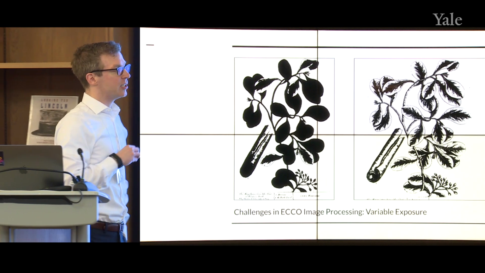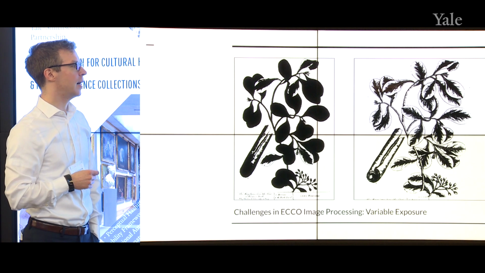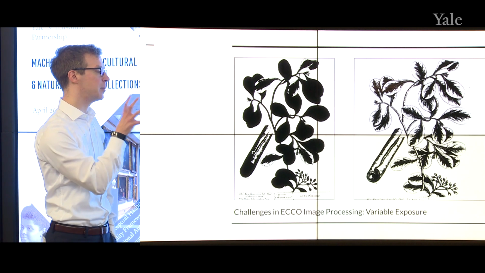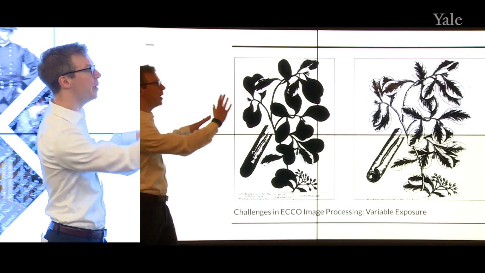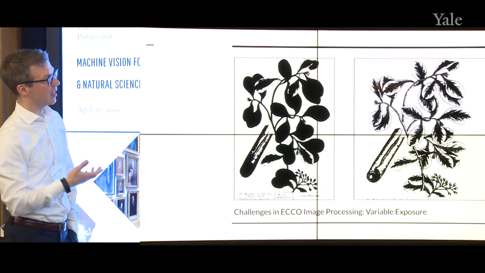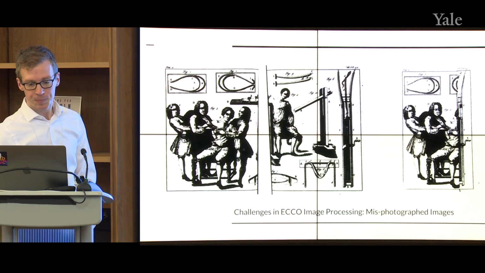Okay. In this sort of processing pipeline, there are a number of challenges posed, one of which is the variance within exposure rates. So these are two different images, two different page scans of the same edition. And you can see on the left, obviously, we have far less signal than the one on the right.